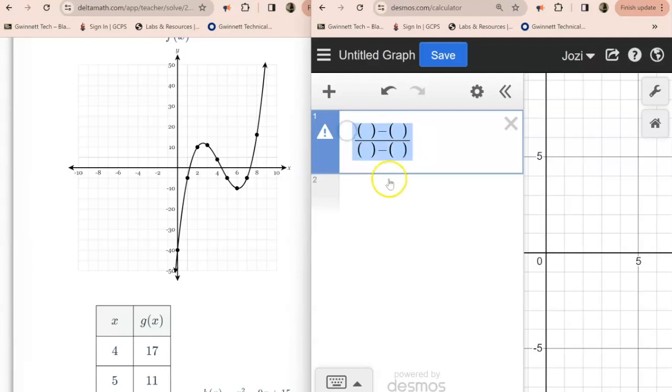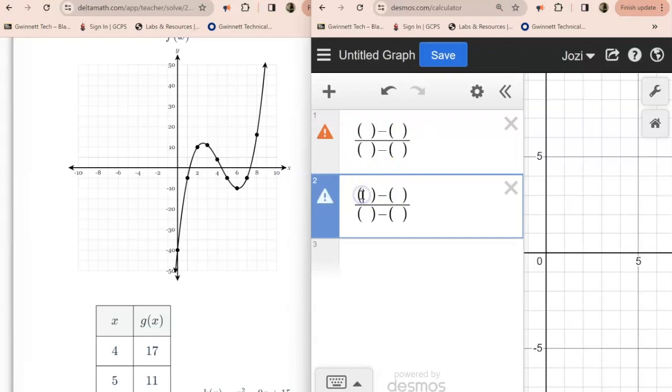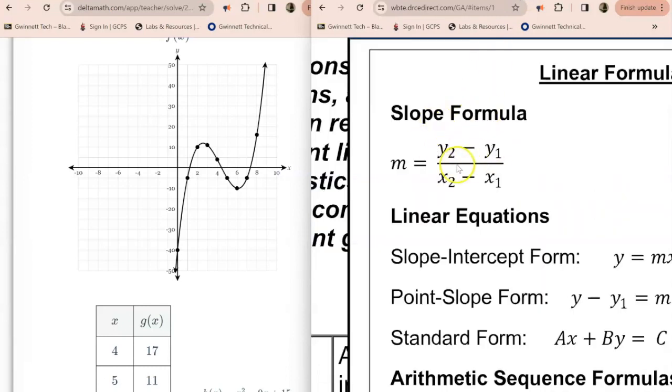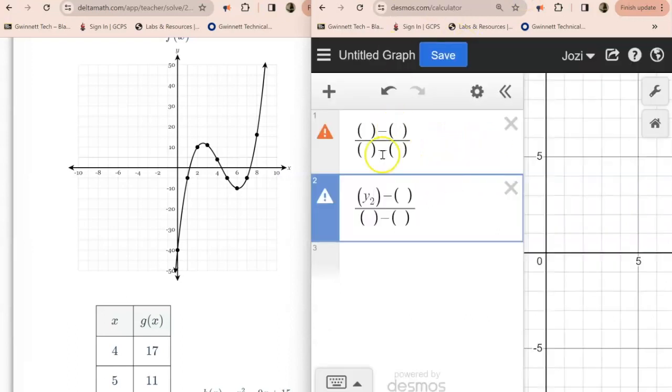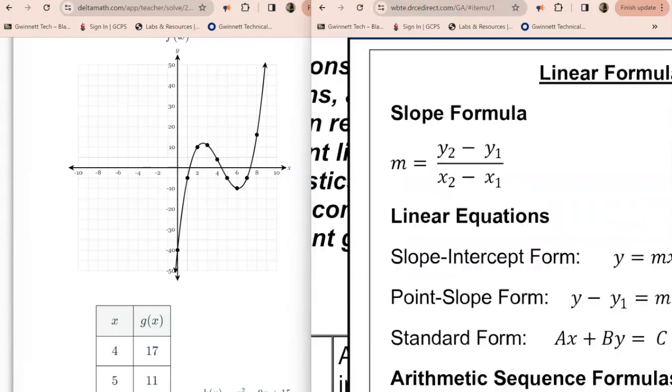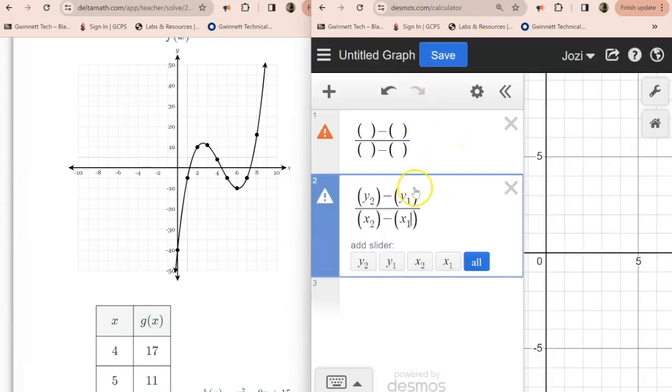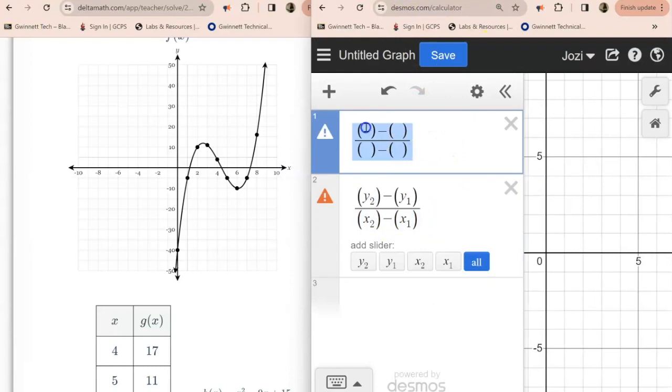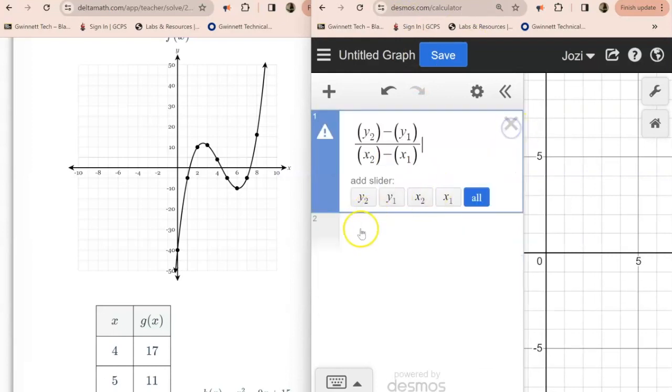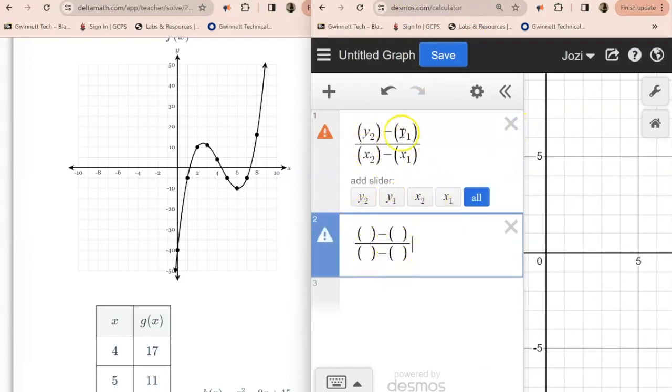I'm going to copy this down twice because I'm going to put the formula in. Remember, this was y2 minus y1 over x2 minus x1. So I'll copy the formula in there so that you can see me reference it each time. Let me put it at the top. So that's my formula, and I'm just replacing that.